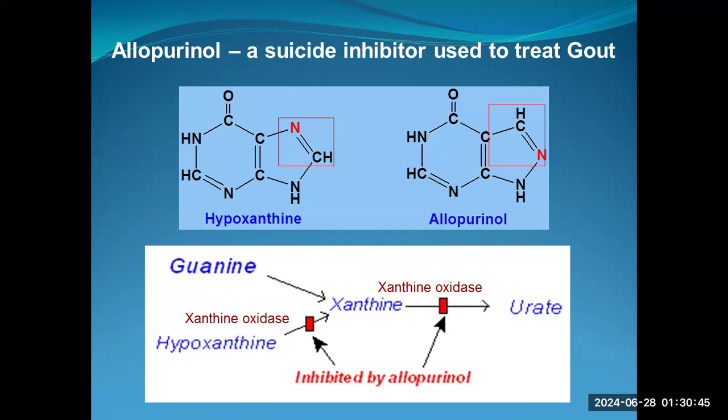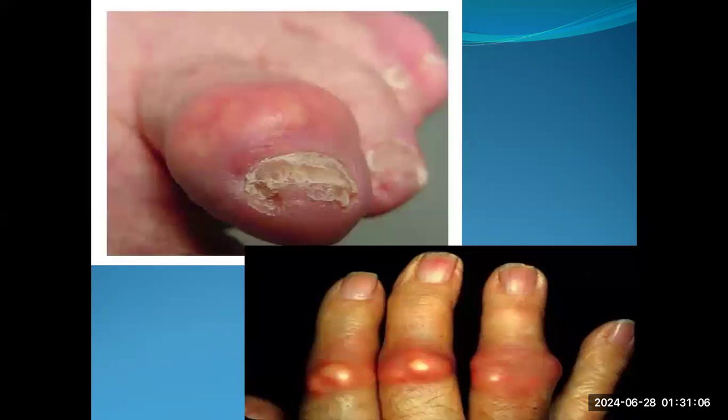You can see right here, xanthine oxidase activity is blocked, so that guanine and hypoxanthine should not convert into xanthine and should not be converted into urate. So the treatment of gout is the use of the drug allopurinol. See right here, the condition due to gout: inflammation of the joints. Believe me, it's really very, very painful.